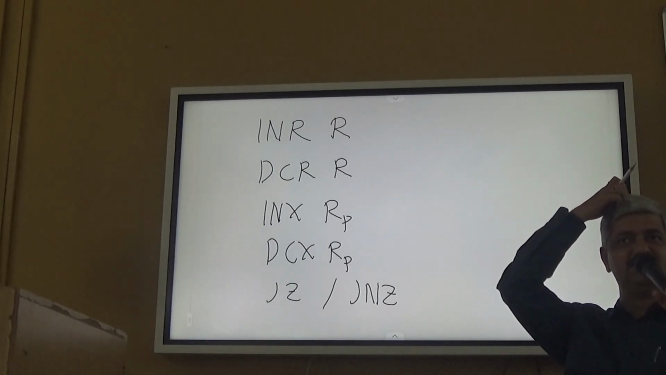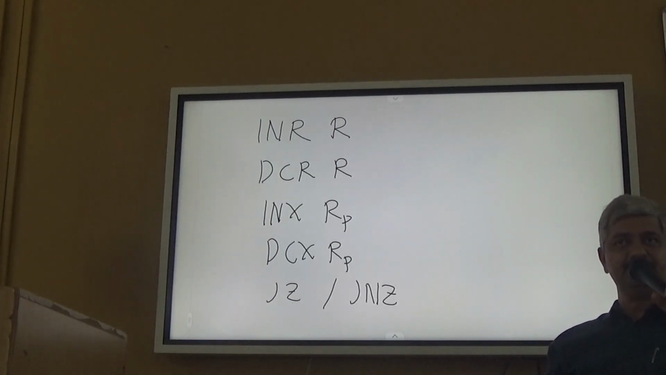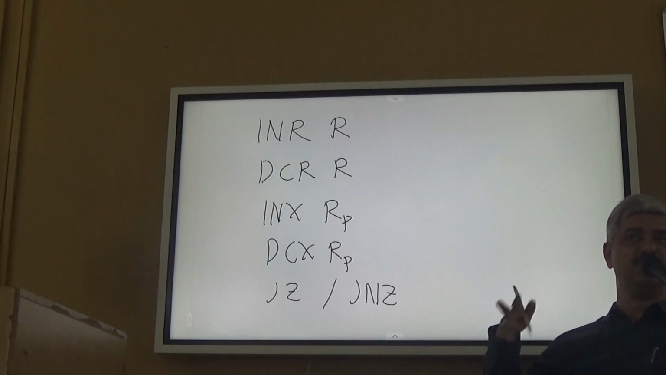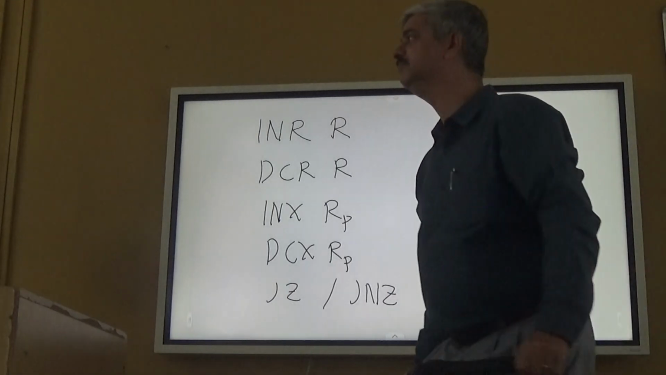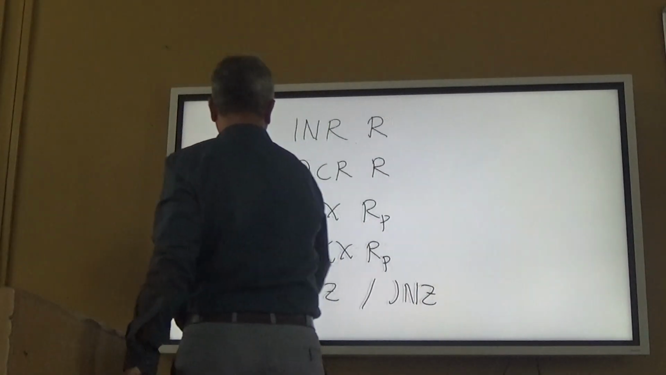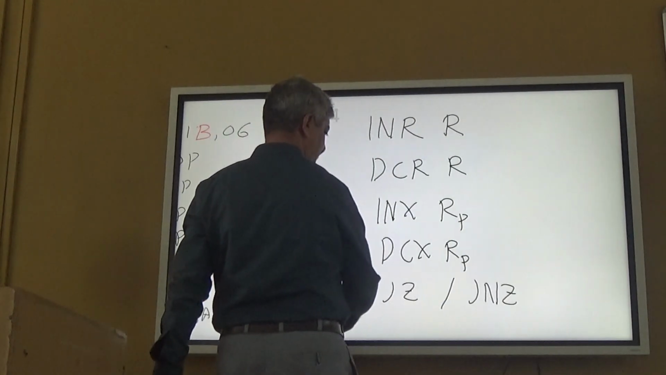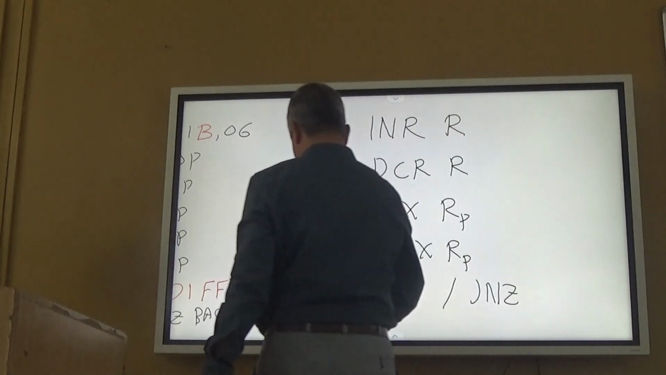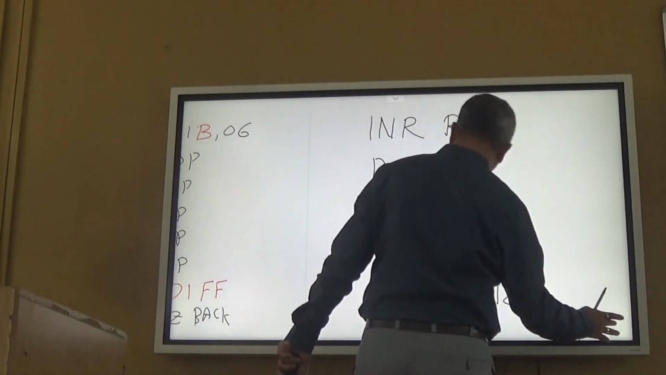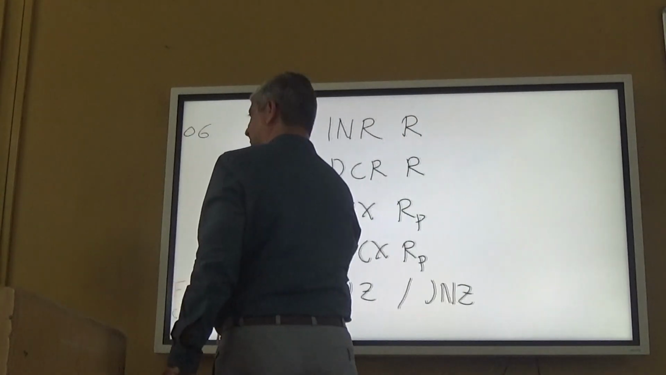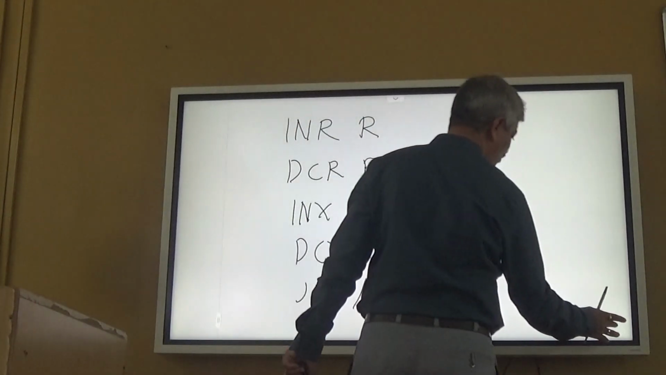Is it clear? So this is the additional set of instructions. So many instructions we have studied today in the first part. Now we shall go for what? The machine cycle sequence for each of these instructions. So what did we study first? DAA. So all we will cover.